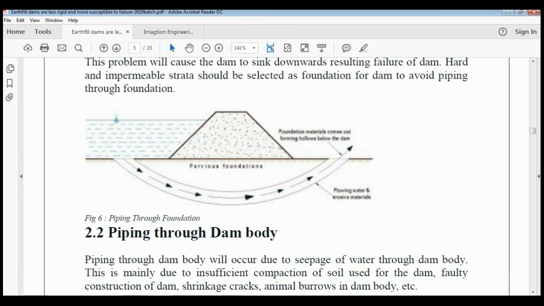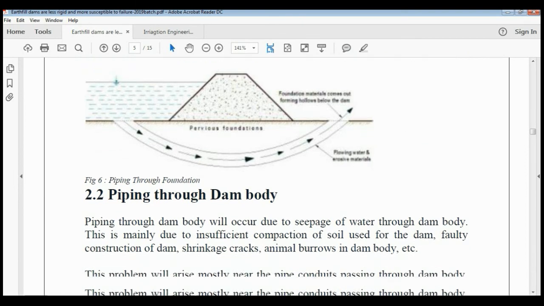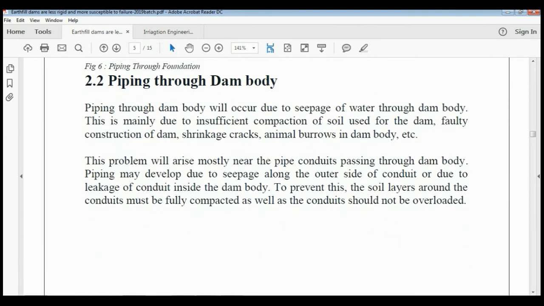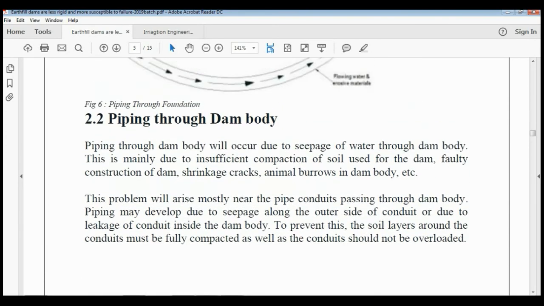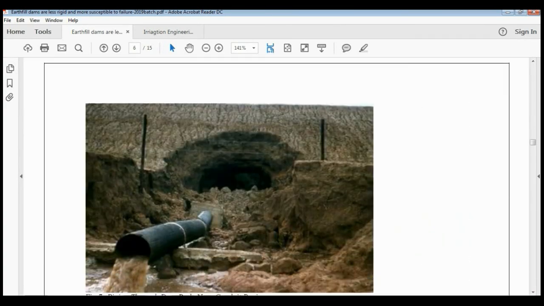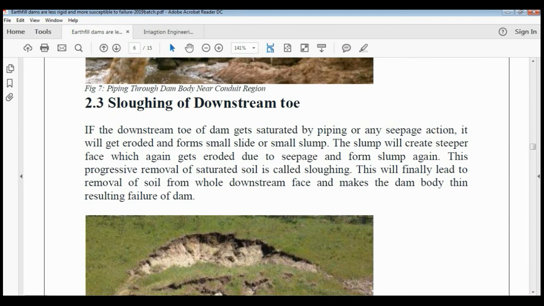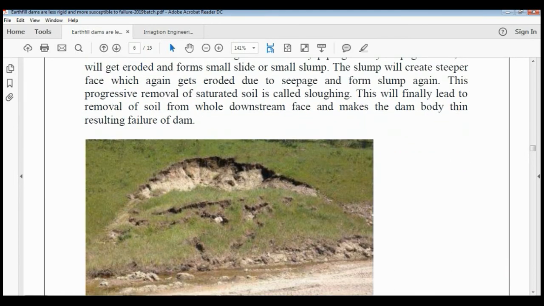To avoid that, we provide drainage filters here, so that we arrest the soil particles at the downstream side. Only water we allow to pass. Now piping through the dam body. Dam body means again the same thing, but it is only in the dam body. Sloughing means removal of complete earth material on the sloping face. Due to this piping, the material will be saturated, and due to that heavy part of the material will be removed or slide from the face.